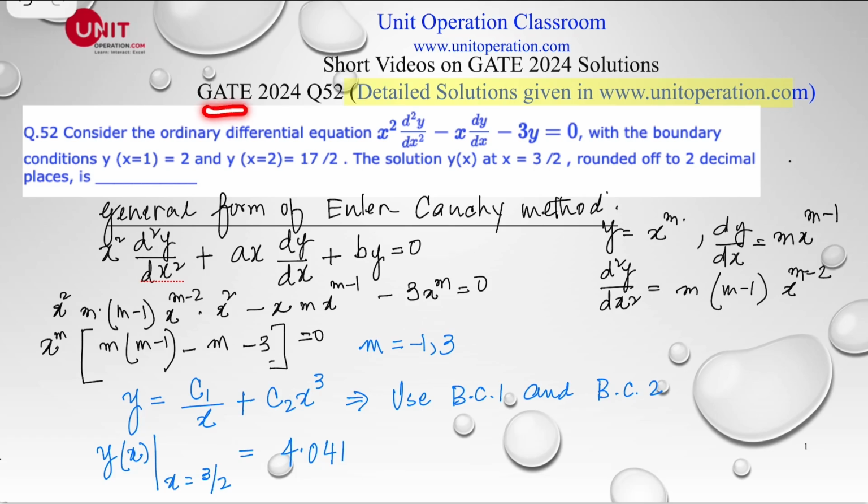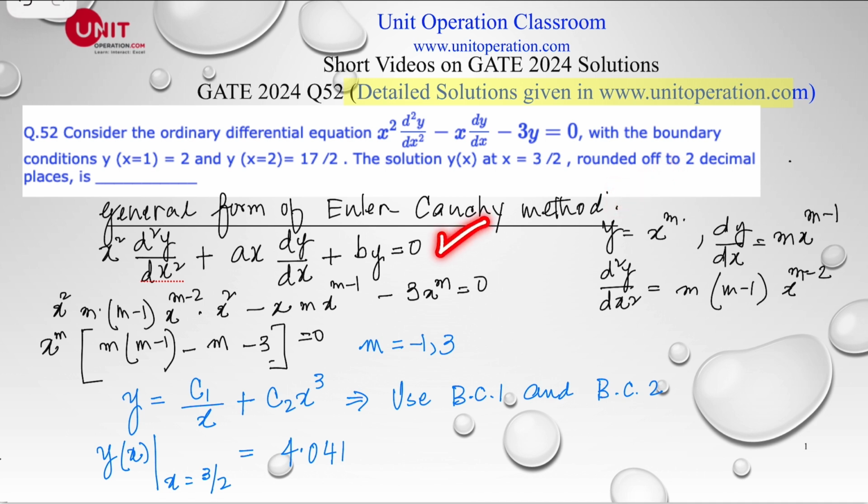GATE 2024 question 52. Consider the ordinary differential equation of this form, with the boundary conditions also given. We have to find the solution at x is equal to 3 over 2. So this is the general form of the Euler-Cauchy method.